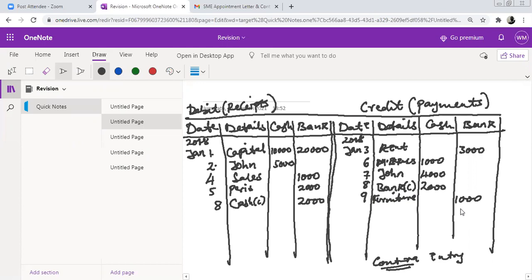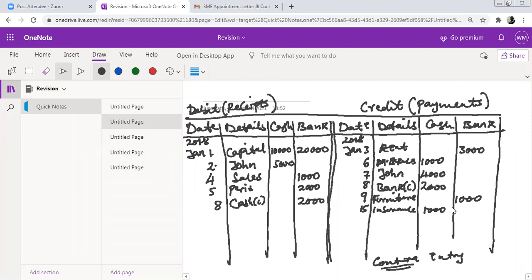Then on 15, paid business insurance premium, 1,000 by cash. That is a payment again. We put here on 15, we paid insurance of 1,000 by cash. Then on 20th, we withdrew 2,000 cash from bank for business use.